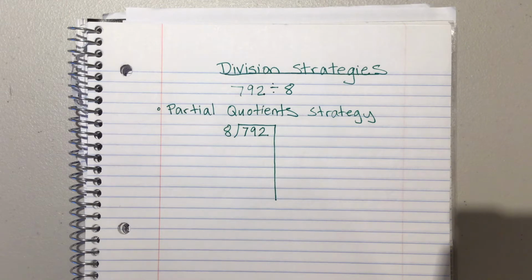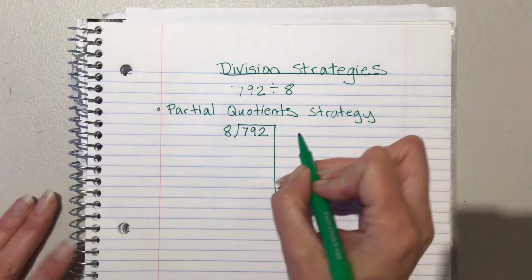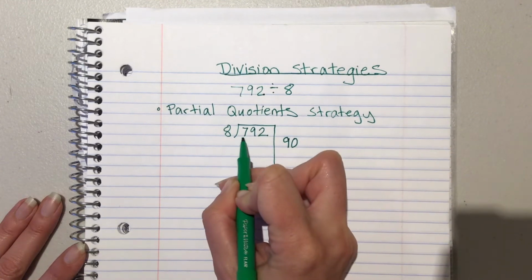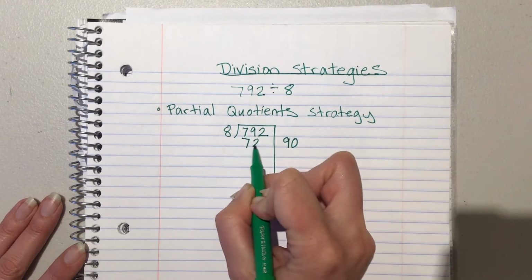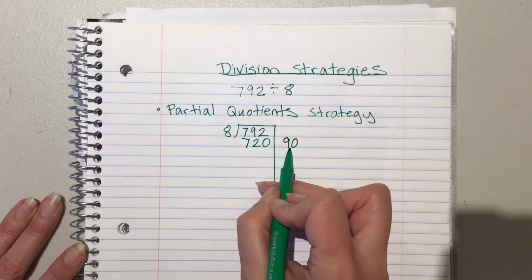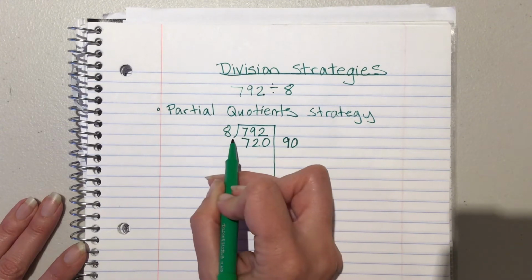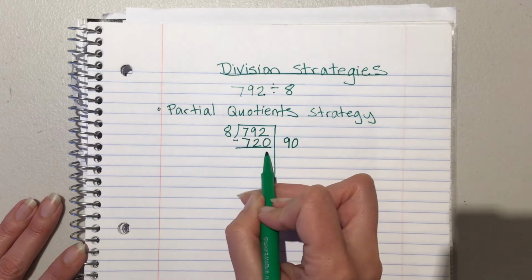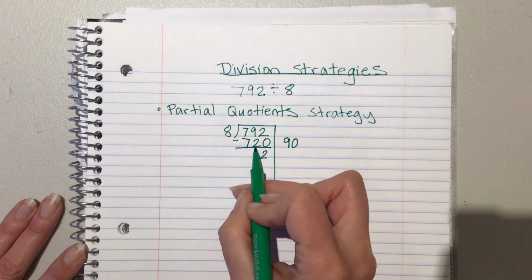So if I do 8 times 90, I know 8 times 9 is 72 and attach a 0. So 8 times 90 would be 720. So you put the 90 there. 8 times 90 is 720. And now we subtract. 2 take away 0, 9 take away 2.